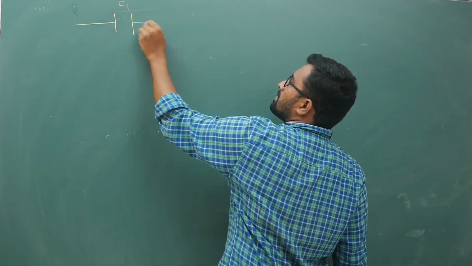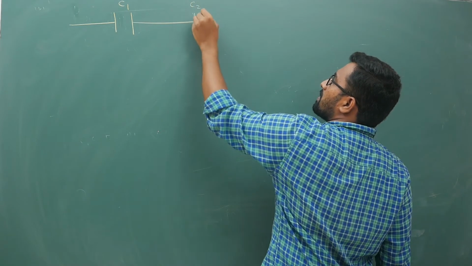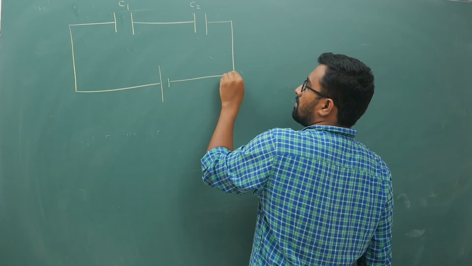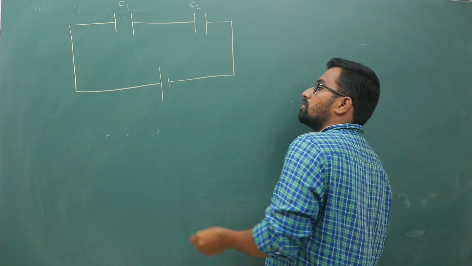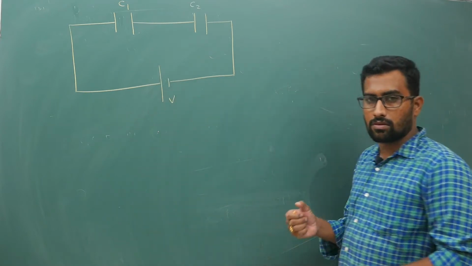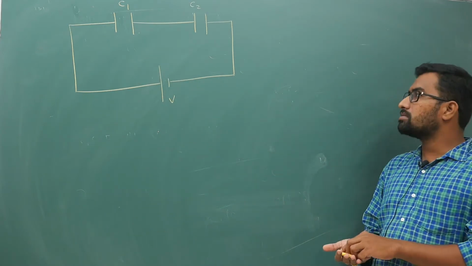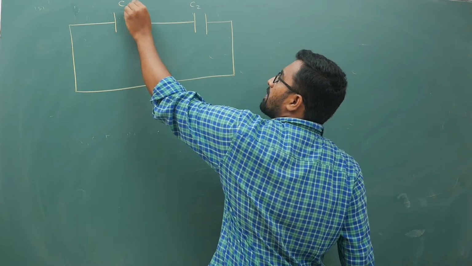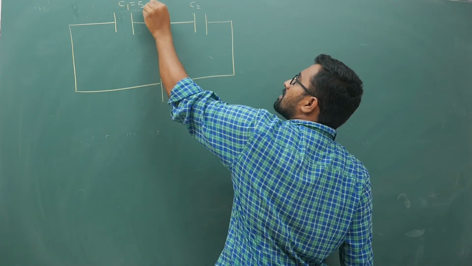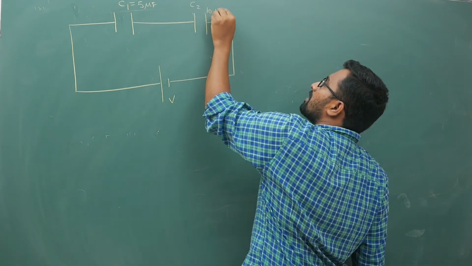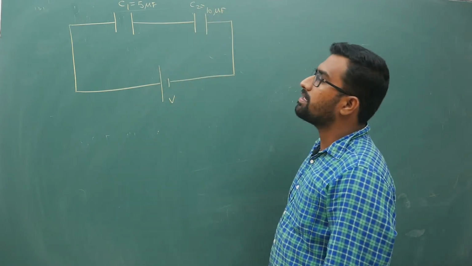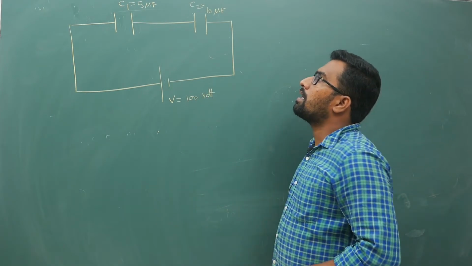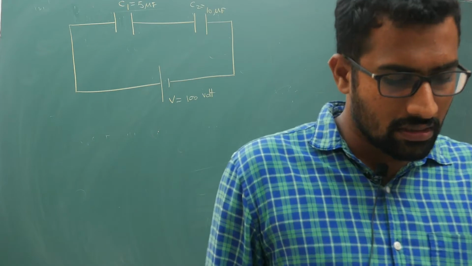Our first situation is, you have a capacitor C1, another capacitor C2 like this. Now if you connect this to some battery of V volt, you are supposed to give charge. Usually capacitance is given in farad. Let us say C1 is 5 microfarad and C2 is 10 microfarad, and your voltage is 100 volt. Now you are supposed to find out the charge on each capacitor.